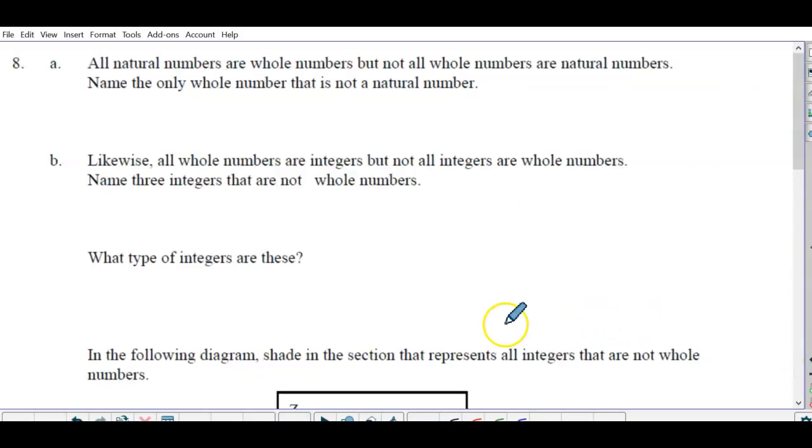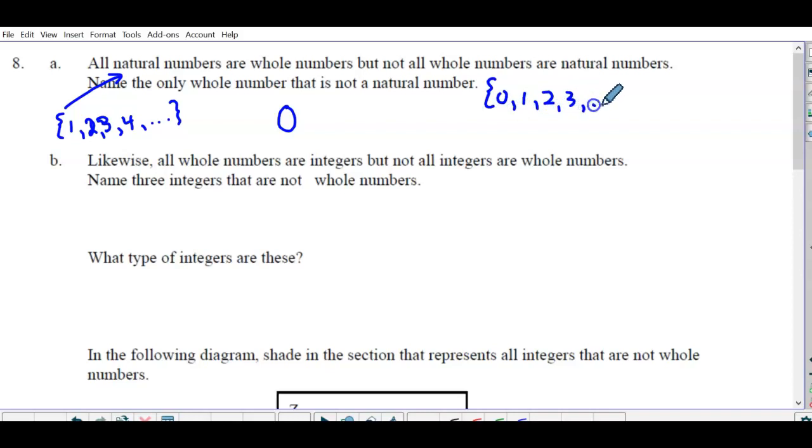And then it says all natural numbers are whole numbers, but not all whole numbers are natural numbers. Name the only whole number that is not a natural number. Well, the only difference is that zero, okay? Because natural numbers start at one. So set brackets 1, 2, 3, 4, and go onwards in that pattern. And whole numbers start at 0, 1, 2, 3. So all the same except for 0.